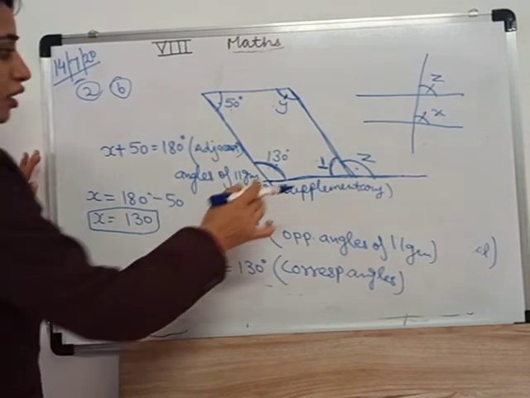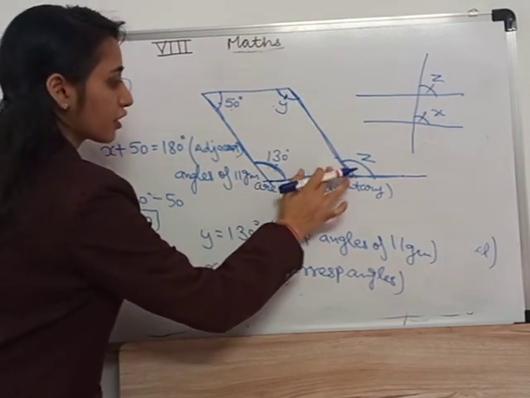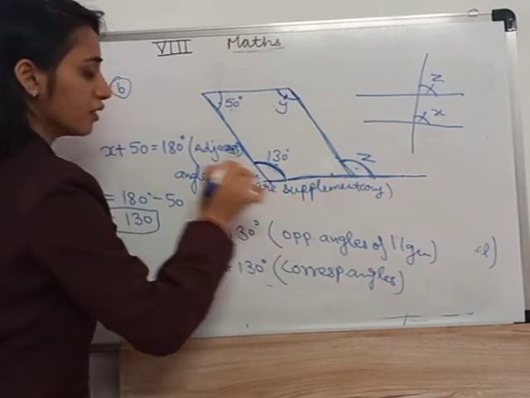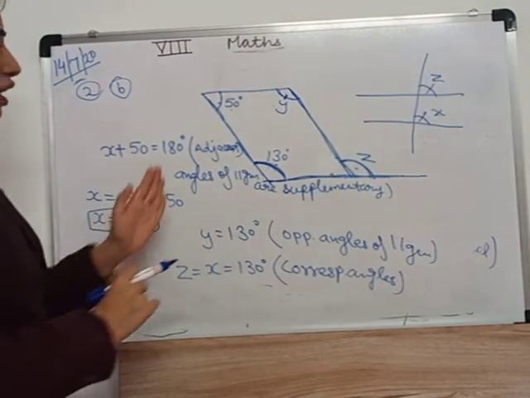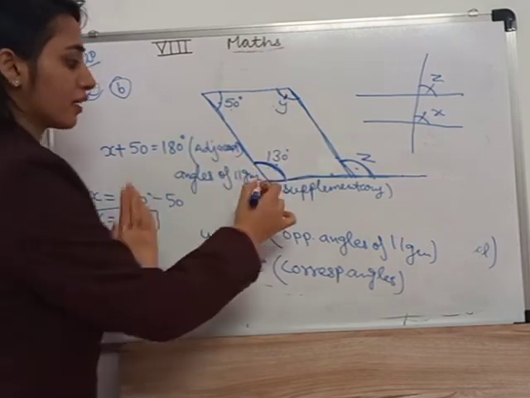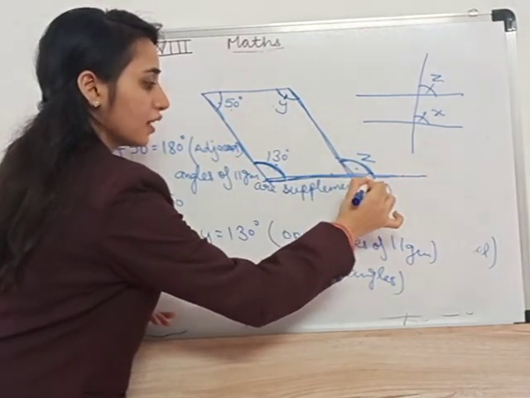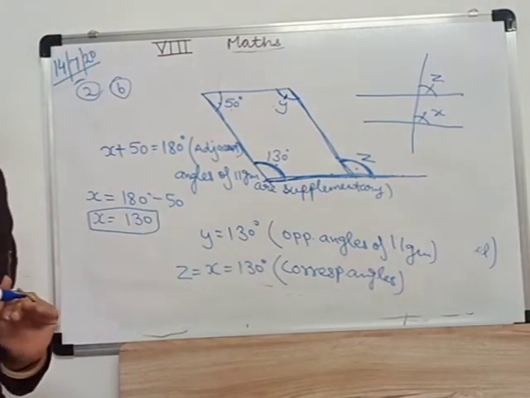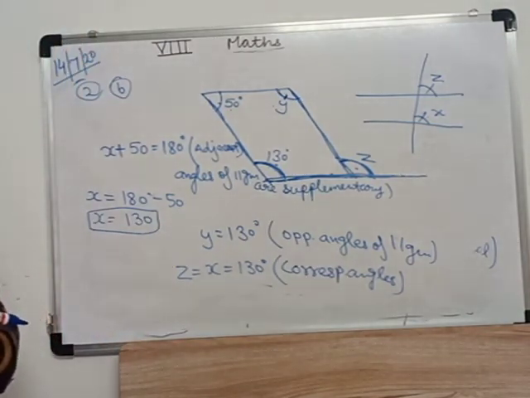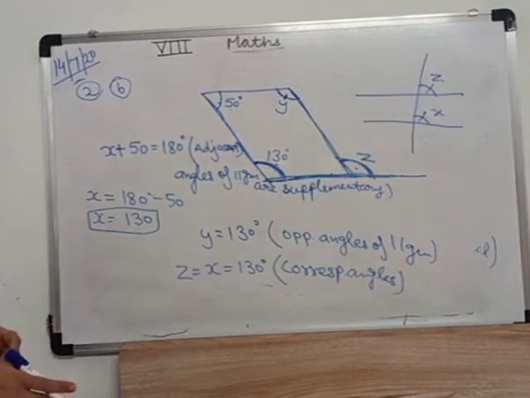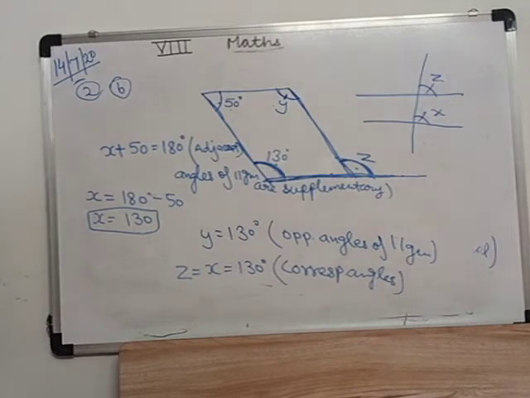If you don't understand this property, corresponding angles, these are corresponding angles because these lines are parallel and this is a transversal line. These angles lie on the parallel lines on the same side. So these are corresponding angles. You can use any property, any method for solving these unknown values. So these are our values. Now, in this way, we can solve our next part.